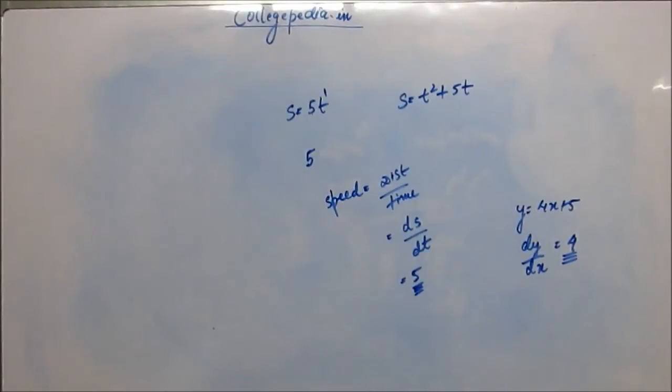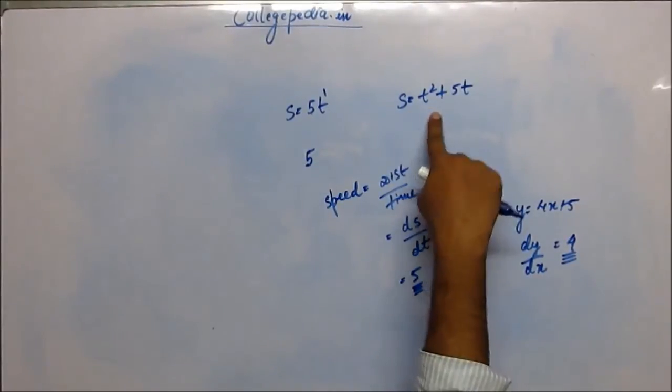So we see that speed is actually constant. It is not dependent on time. So as you increase time, speed is not going to change. Speed is going to remain constant. And we call this uniform speed. The value is not changing. It is uniform. So speed here is uniform, 5 meter per second.